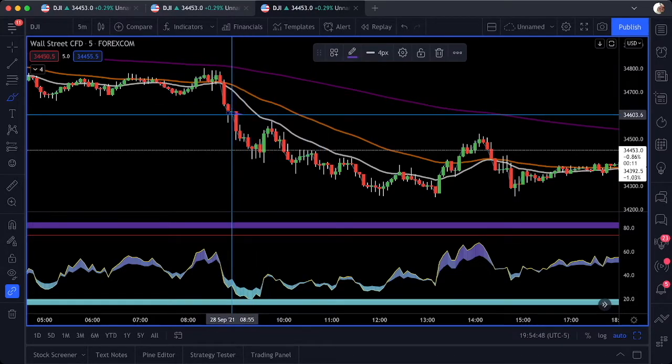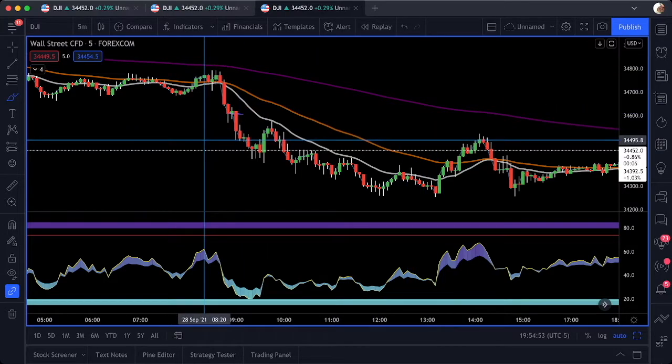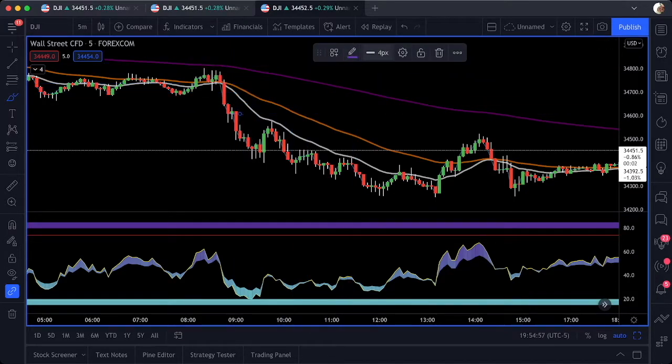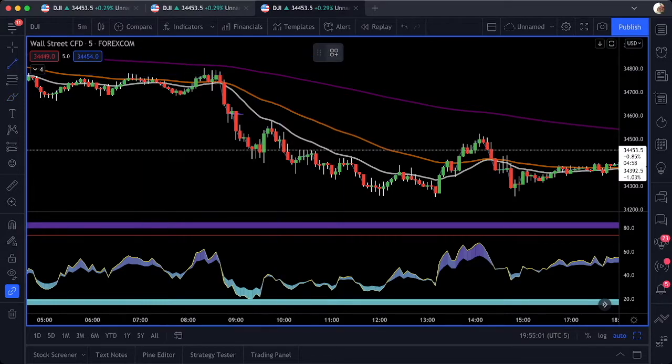Yeah, we'll draw that nice little purple line. And, all right. You know what? Fine, I won't draw the purple line. I'll draw a trend line.